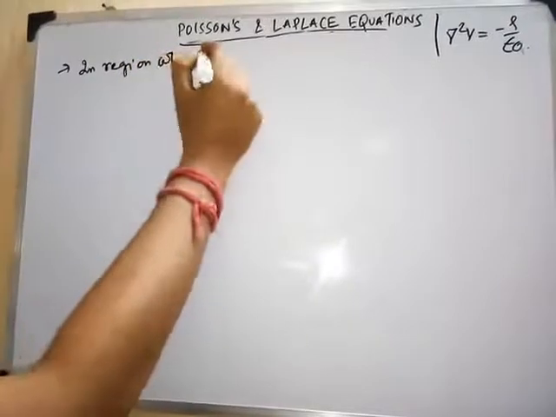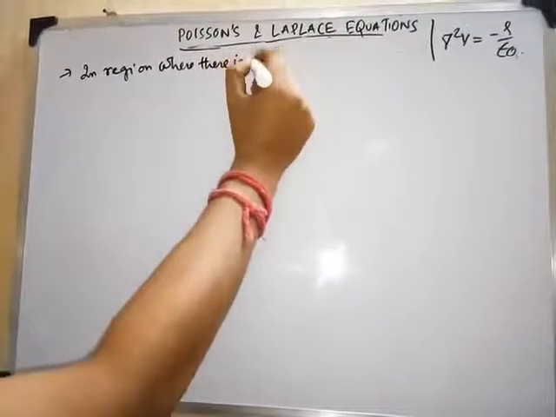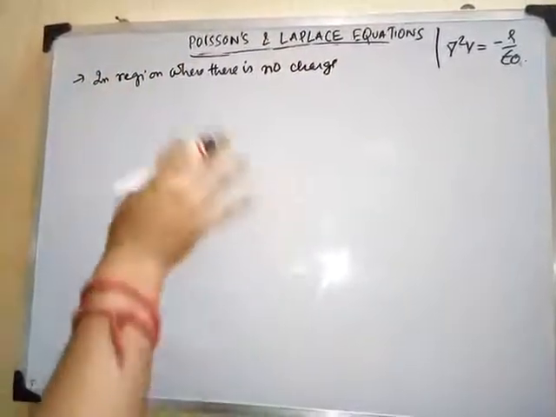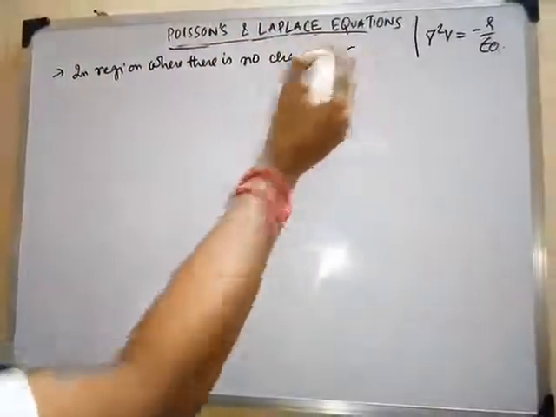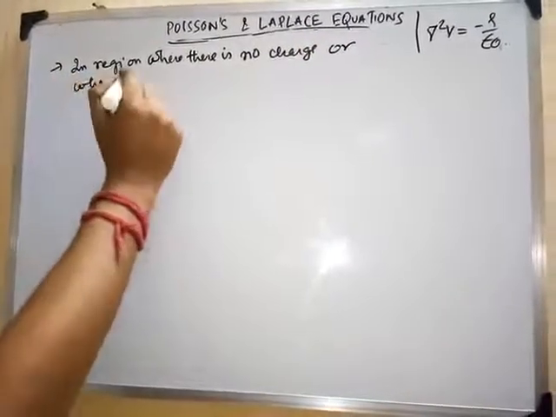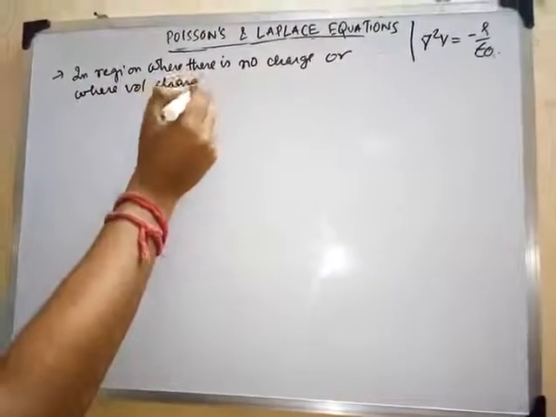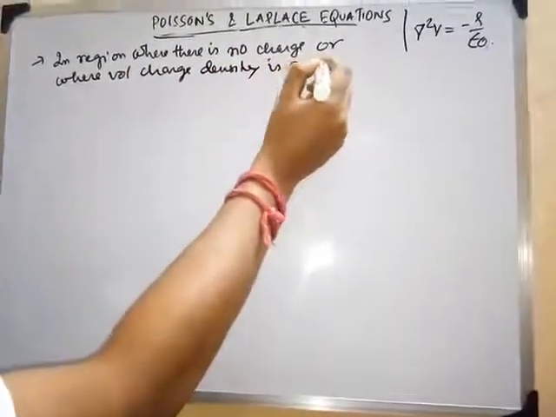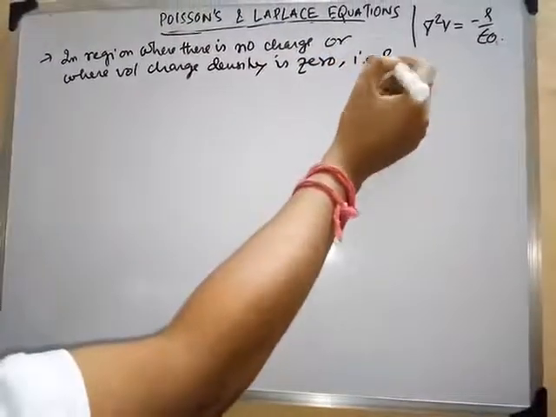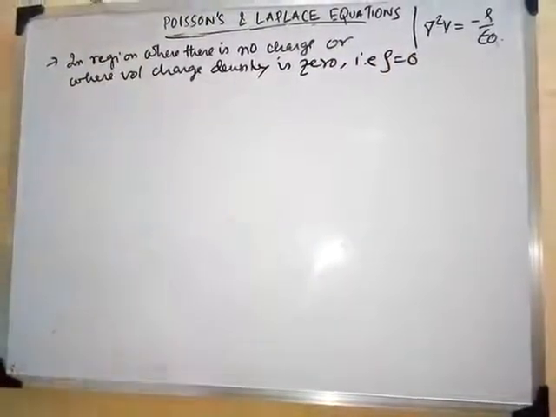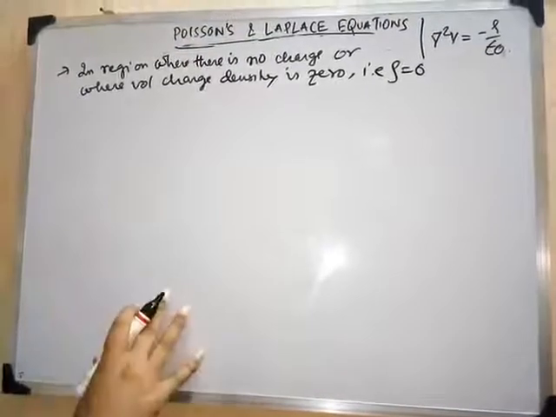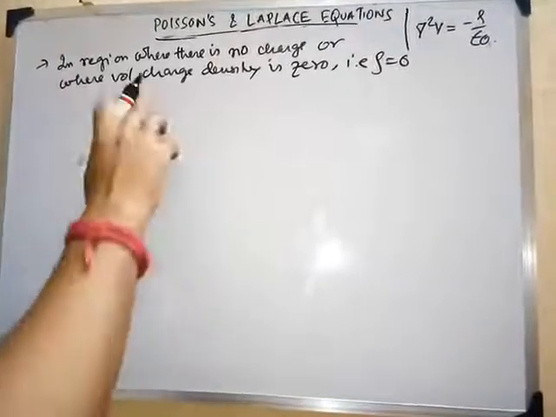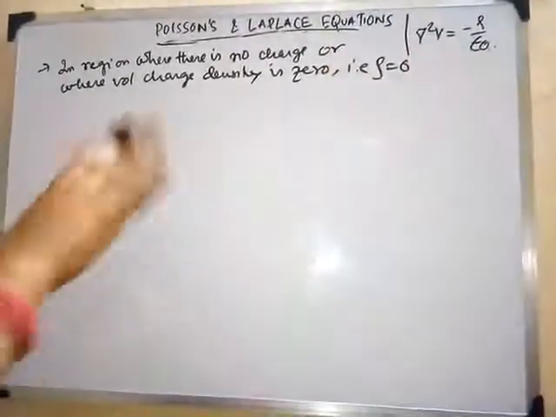where there is no charge, that means we are considering a region where no charge is present, or where the volume charge density is 0, that is rho equals 0. So if there is no charge present in that particular region, we can say that the volume charge density rho is equal to 0 in that region.